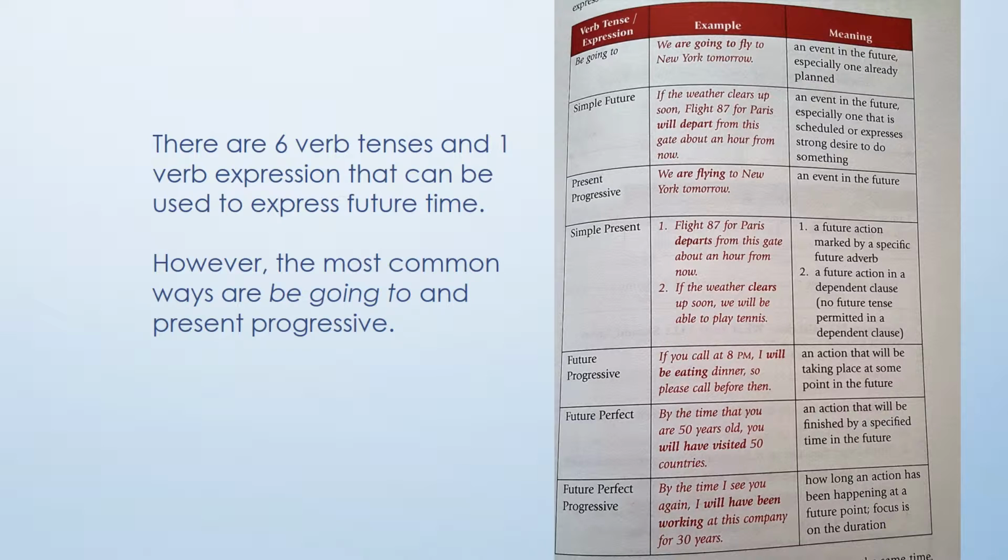There are 6 future tense verbs, but as I mentioned in the previous slide, the more commonly used forms are the be going to and present progressive. As you can see at the top row, be going to is something that happens in the future and it has been already planned. And the example given is, we are going to fly to New York tomorrow.